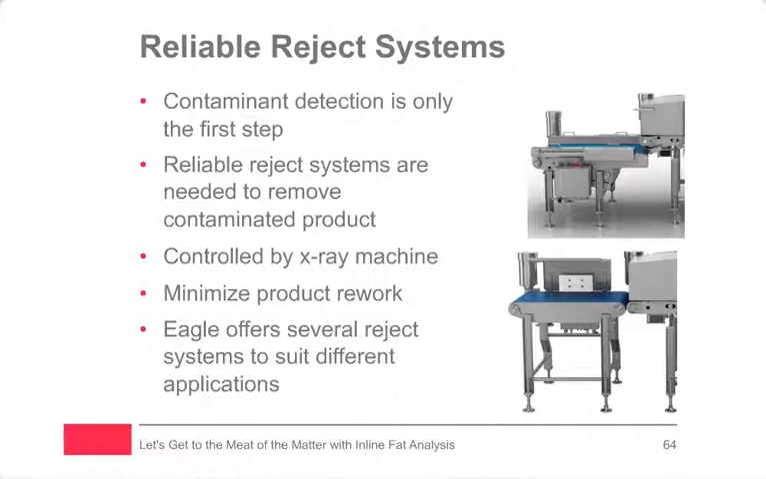Of course, detecting contaminants is only part of the process. You also need to be able to ensure that that contaminant is removed from your production process. It is for this reason that Eagle offers a range of different reliable rejection solutions to suit the material handling challenges of your production line. It's important to note that these rejection systems are controlled by the X-ray machine. Therefore, minimum product rework is required, and they often take up a very small footprint, therefore meaning they are far easier to integrate into the production line.